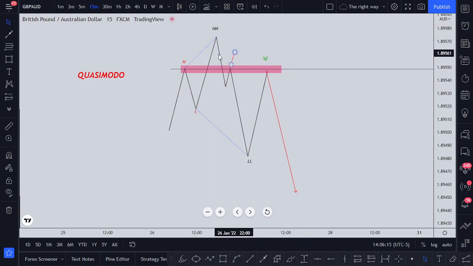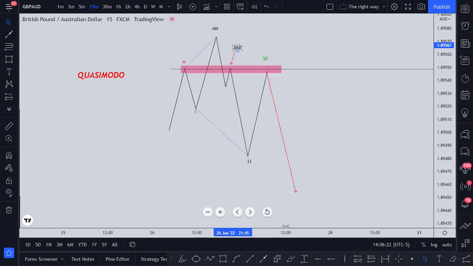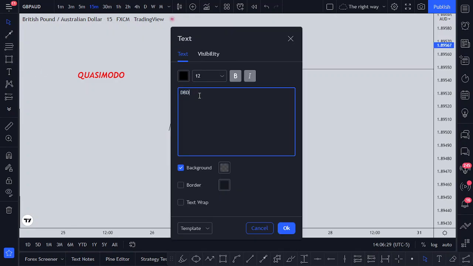So there must be a supply level, and it can be in form of the drop, base, drop, the drop, base, drop. It can also be in form of, let me just use this, a rally, base, drop, you know.